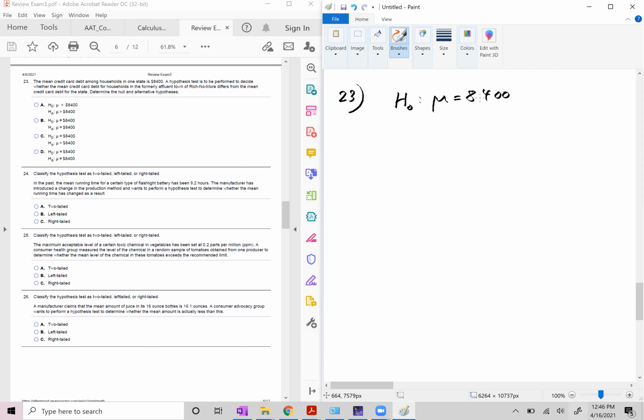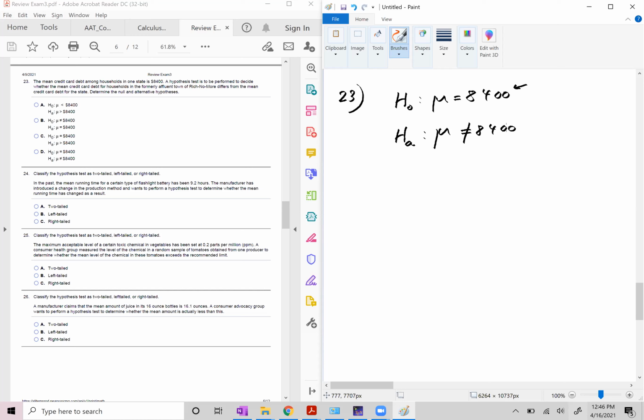Now a hypothesis test is performed to decide whether the mean credit card debt for households in the formerly affluent town of Rich No More differs from the mean credit card debt for the state. So this is what we are expecting. But the hypothesis test is performed to see whether for this particular town, this mean level differs from this amount. You see the word differ, right?